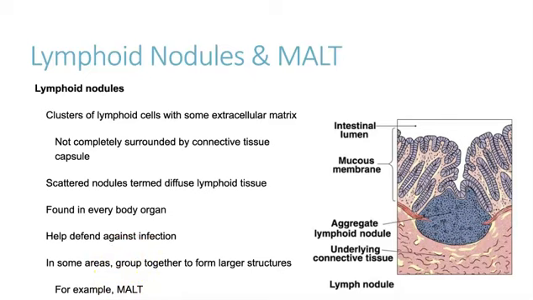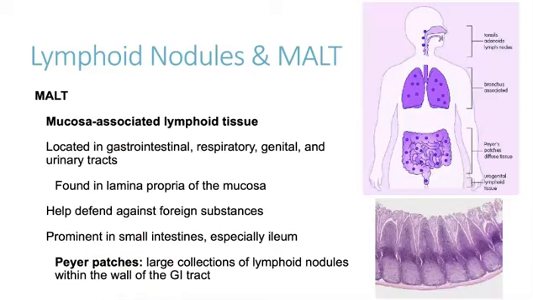So in some areas, we'll see that there are larger structures all put together. So for example, we have MALT, which stands for our mucosa-associated lymphoid tissue. We're going to find this within our GI tract, the respiratory tract, genital tract, and our urinary tracts. So we do have some different names for these, but in general, we could just call it MALT. And we find it in the area of the lamina propria of the mucosa. Like we said, these nodules are here so we can defend our body against foreign substances, and we see a prominence, especially within the ileum here, what we are going to call our Peyer's patches. These are the lymphoid nodules. You could see that they are all kind of sat in a row next to one another to defend our body.